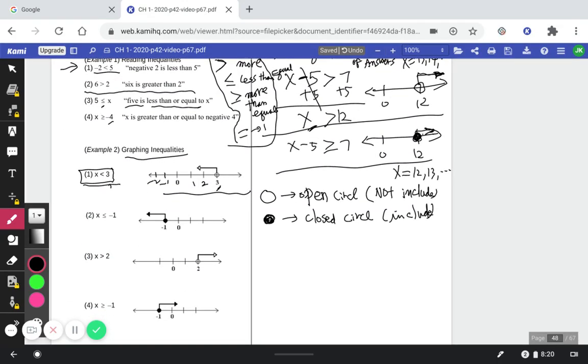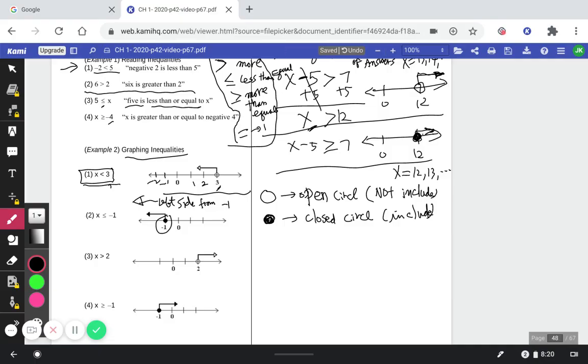Number 2, x is less than or equal to -1. That means including -1, so you use the closed circle. And then less means going to the left side again, so the arrow points out to the left side, from the critical point -1.